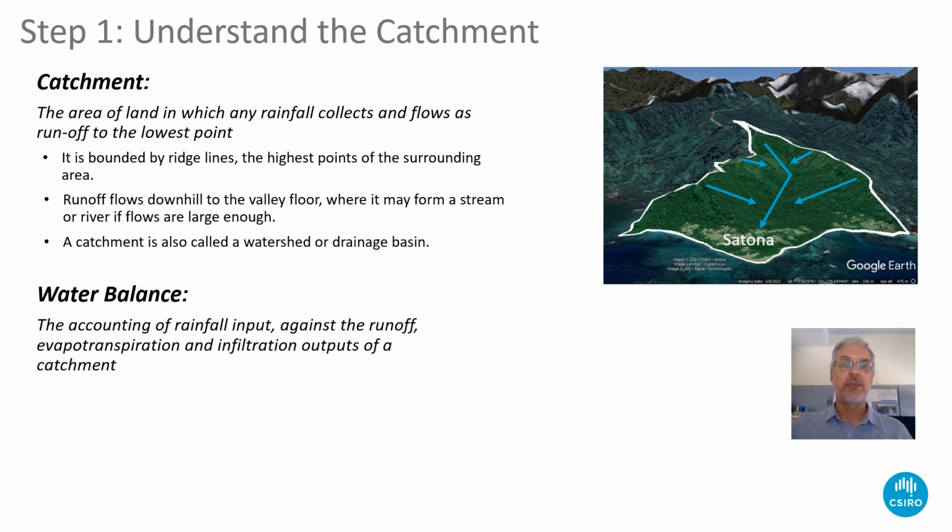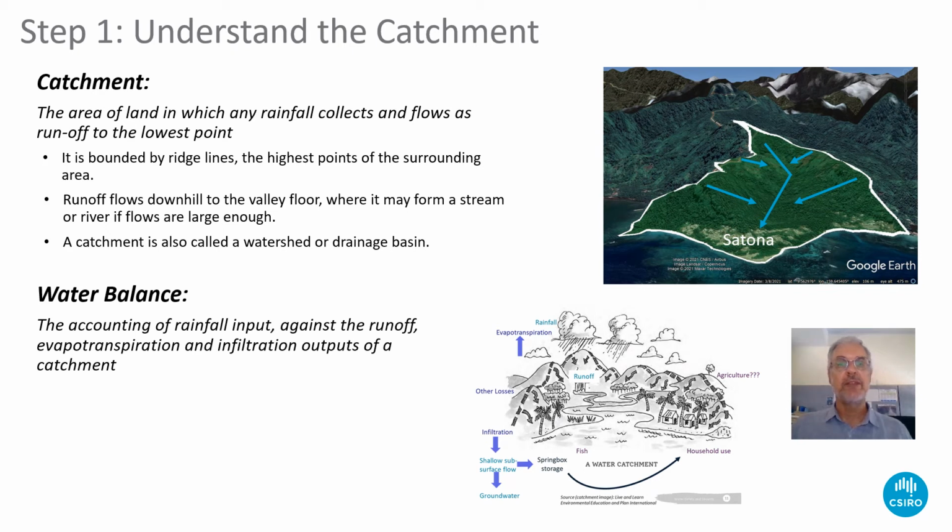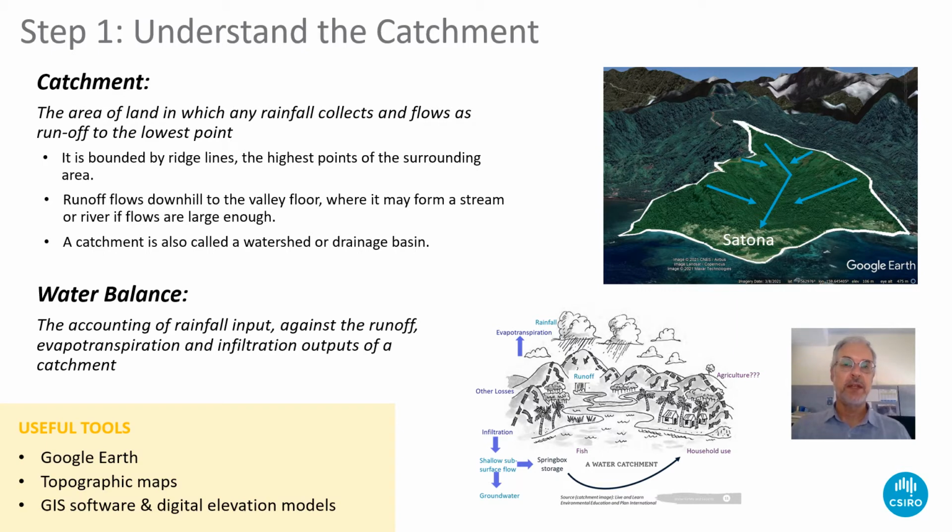The water balance of a catchment is the accounting of its rainfall input against its runoff, evapotranspiration, and infiltration outputs. To calculate a water balance, information about the catchment's properties is needed, such as its area, slope, land cover, and soils. Much of this can be estimated using freely available information and tools, such as Google Earth, topographic maps, or GIS software. Anything that changes the catchment's properties, for example land clearing, can affect the quality and quantity of water in the catchment.